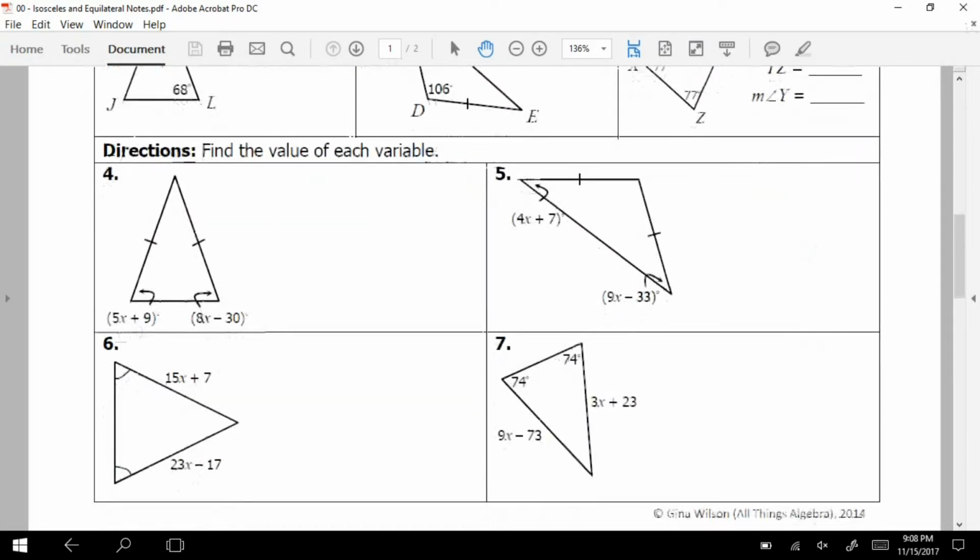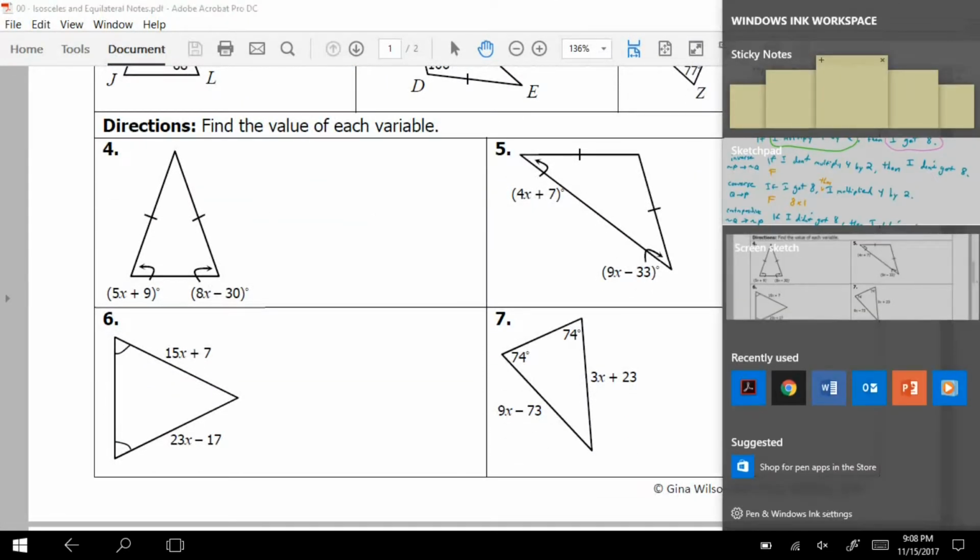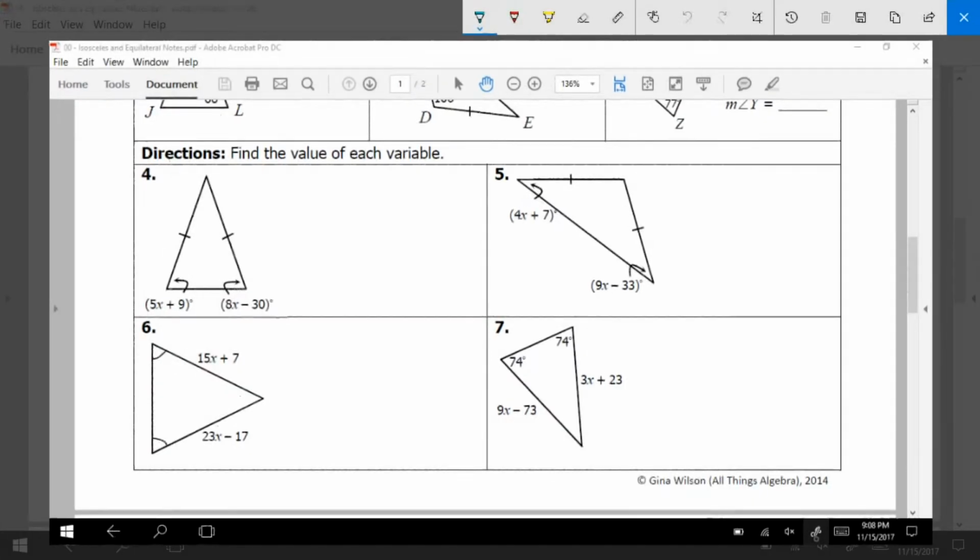So we're going to find the value of each variable. This time we're using a little bit of algebra to do the same things that we've been doing. So take a look at this, where they've given us two congruent sides. The isosceles triangle theorem, what does that say?